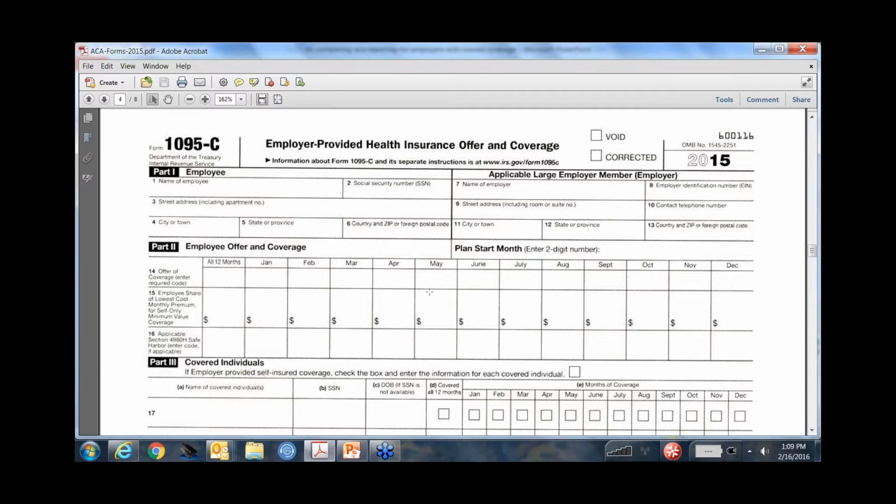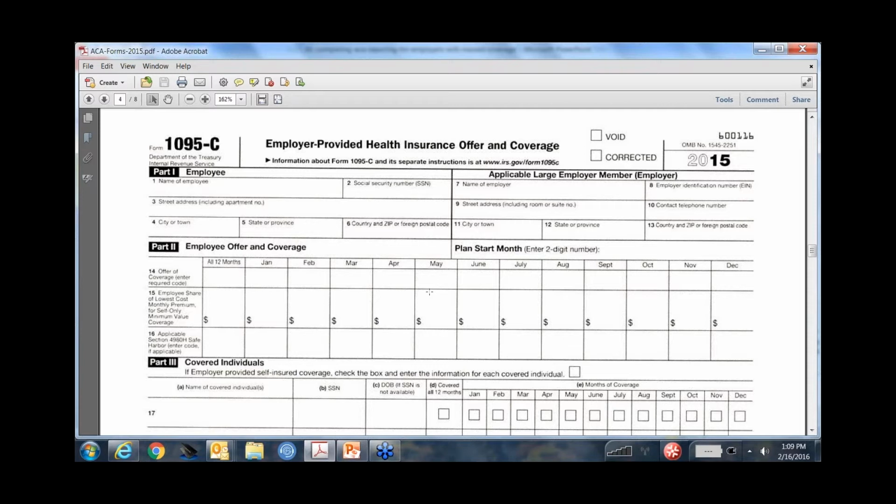Please remember that. So again, that applicable large employer's name, EIN number, and street address will go there. That's fairly simple. Where it gets complicated is Part 2 of the 1095-C, the employee offer and coverage.